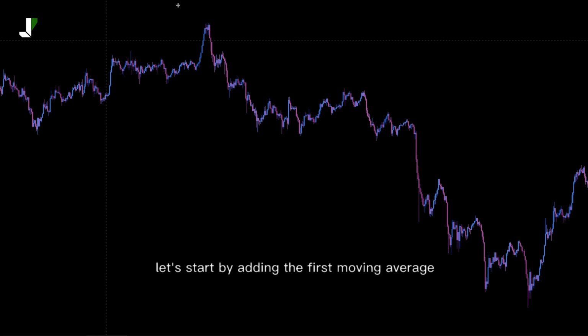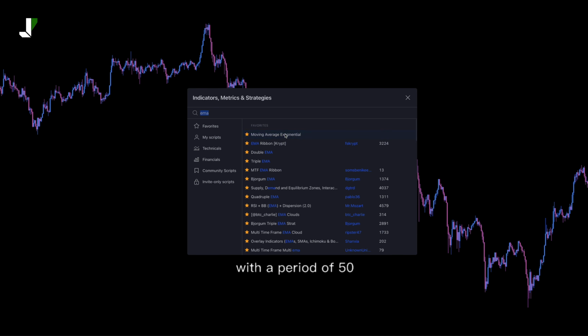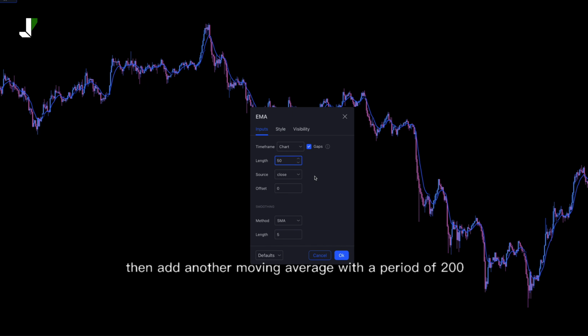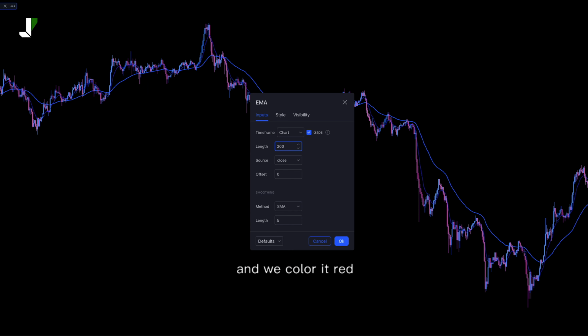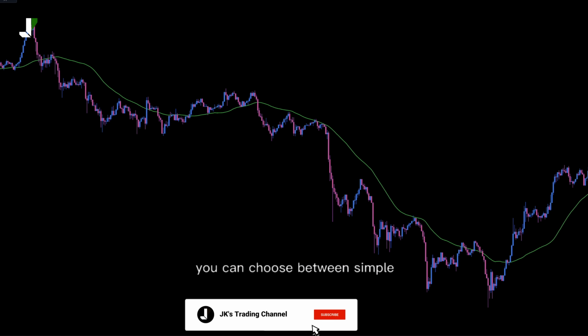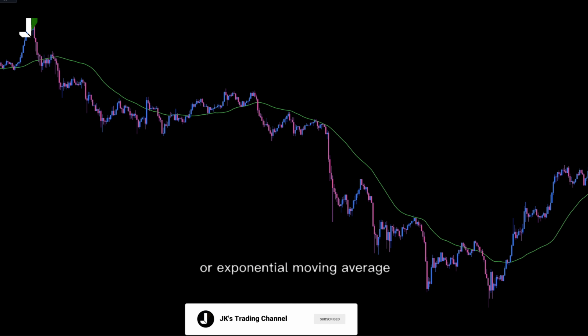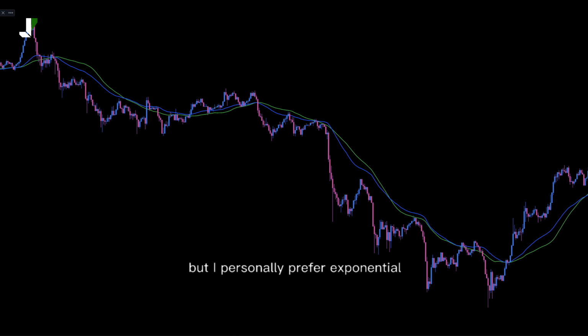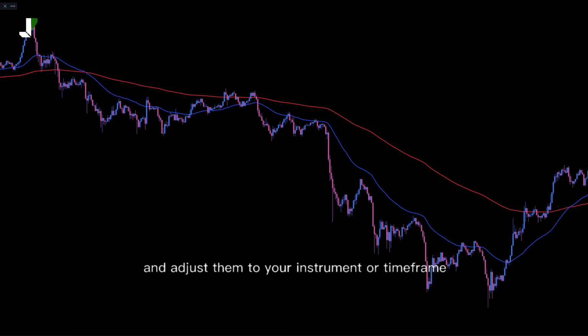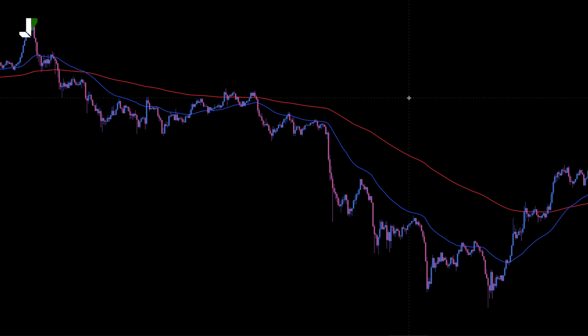Let's start by adding the first moving average with a period of 50 and color it blue. Then, add another moving average with a period of 200 and we color it red. You can choose between simple or exponential moving average, but I personally prefer exponential. Experiment with different types of moving averages and adjust them to your instrument or time frame.